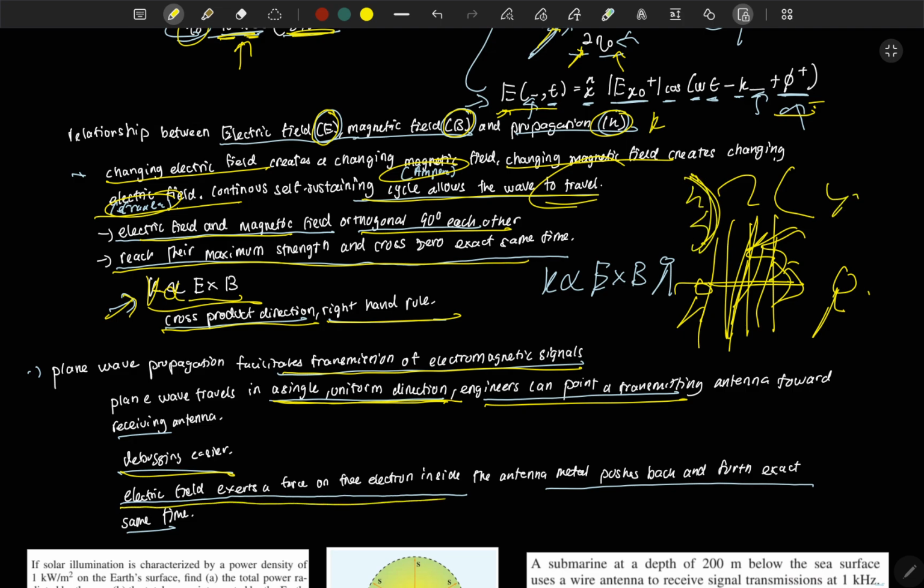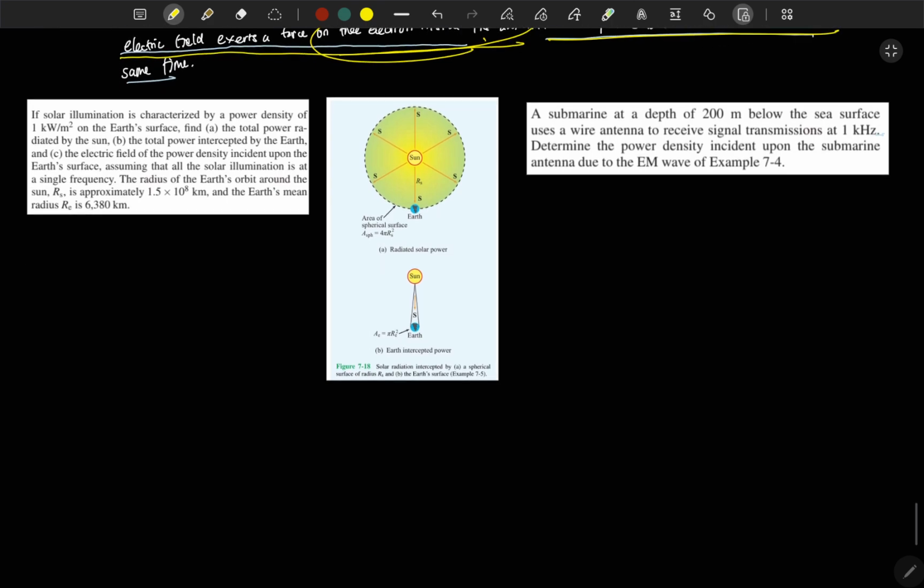So the electric field exerts a force on the electrons inside the antenna metal, back and forth at the same time. So it would be easier for engineers and mathematicians to calculate this single thing rather than making it harder using angles and such. Okay, now we have certain questions that we need to look at, so it would be easier for us to understand propagation.